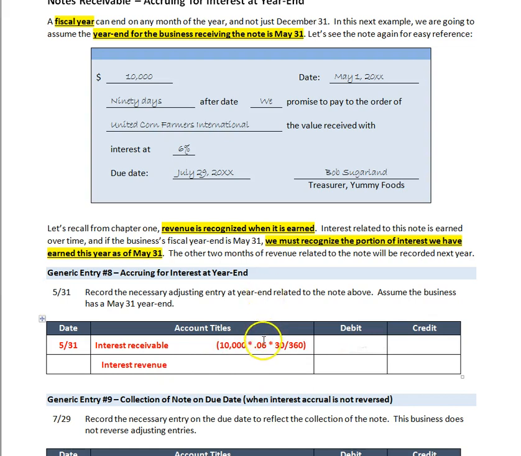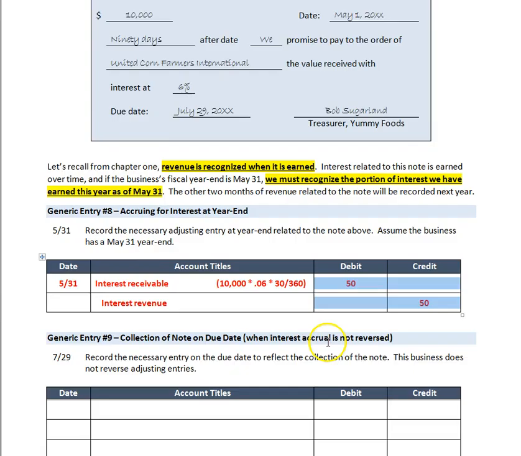10,000 is the face value. 6% is the interest rate on the notes. Notice here this 30 is not a 90. Why didn't we use 90? This note is for 90 days. It says so right here. The reason we didn't use 90 is we're only accruing for the interest we've earned so far, i.e. the interest we've earned between May 1st and May 31st. Alright, so we have $50.